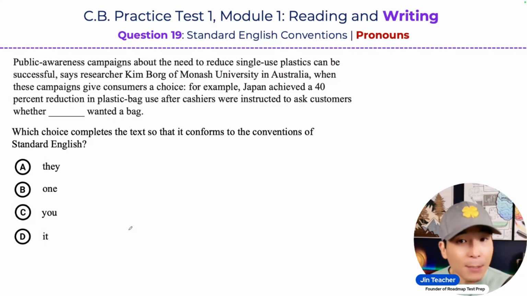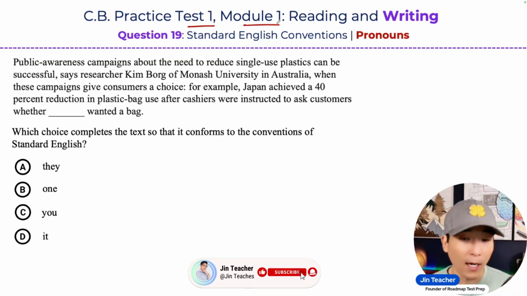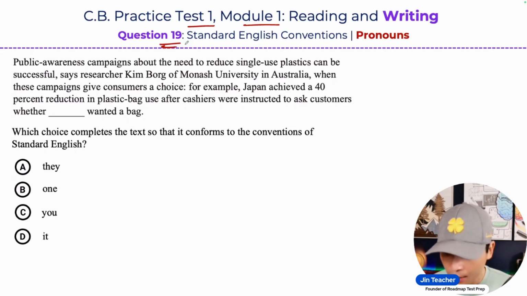So remember, these practice questions are from College Board's free digital SAT exams. So this is going to be College Board's practice test number 1, module 1, question number 19, right? And I've gone extra steps further by labeling what question type or concept this question is testing you on and categorizing which category these questions fall under.